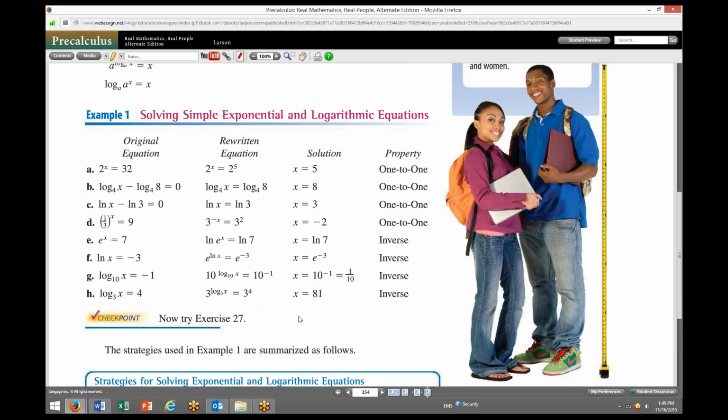So 3 to the 4th equals x, meaning 3 times itself 4 times is x. So 3 times 3 times 3 times 3 equals x. And yes, 81 equals x. So we end up with the solution statement, x equals 81.